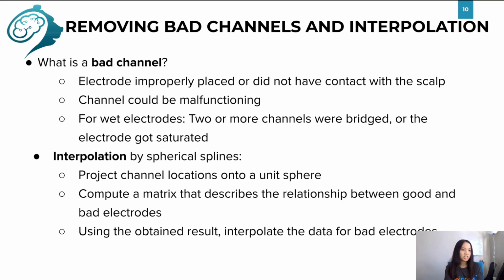So interpolation is a way of filling in the missing data based on the other data that's available. After flagging bad channels, it is common practice to interpolate data for the bad channels from the data of the good channels. So the most common interpolation is by spherical splines. The first step is to project the channel locations onto a unit sphere representing the head. Secondly, compute the matrix that describes the relationship between the good and bad electrodes. And third, use that resulting matrix to interpolate the data for bad electrodes.